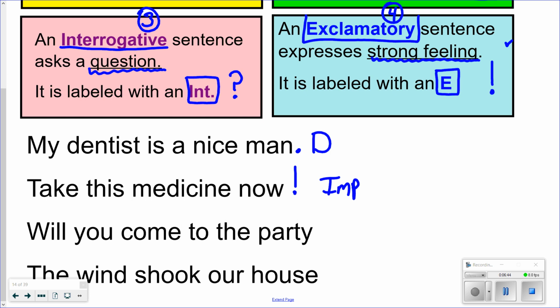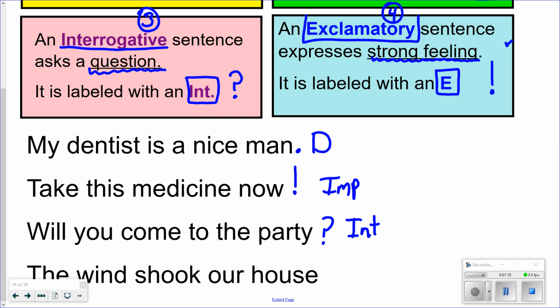All right, sentence number 3. Will you come to the party? Is this a fact? Is it a statement? Will you come to the party? Nope. Is it a command? Will you come to the party? Is it telling you to do something? Nope. Is it a question? Will you come to the party? Yes, it is a question, so it needs a question mark. And remember, we call question sentences interrogative.